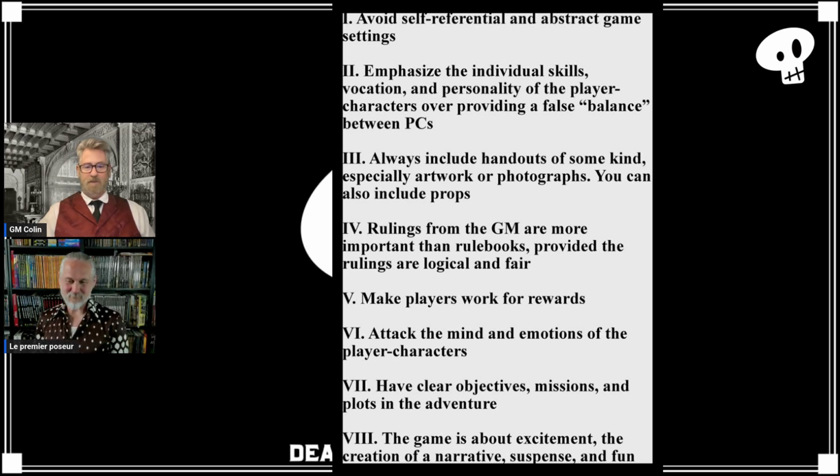And then, number 7 here, have clear objectives, missions, and plots in the adventure. This goes without saying. I am not of the school that says, this is a sandbox, just do whatever you want. Like, I don't know what the overarching plot here is, I'm going to roll for random encounters and wander around in the woods. No, have some sort of overarching mission that the party is responsible for accomplishing. But you can have side quests, you can have little things.